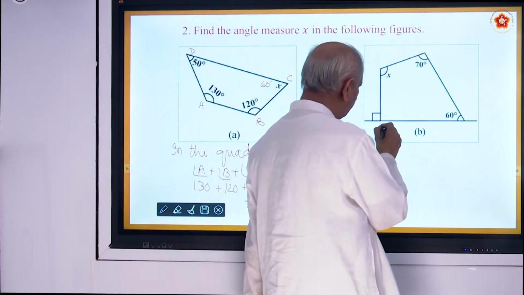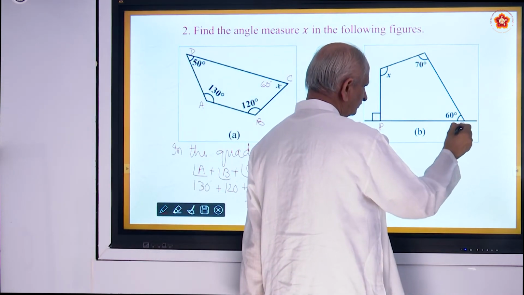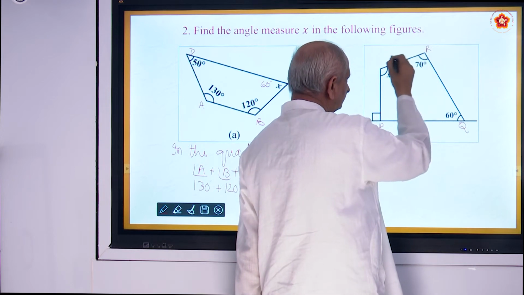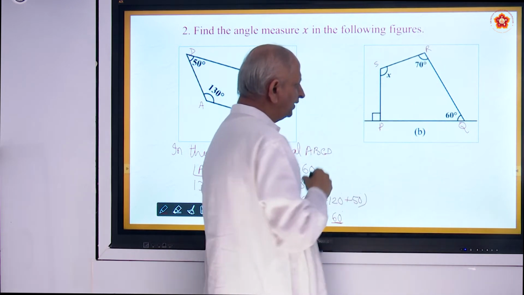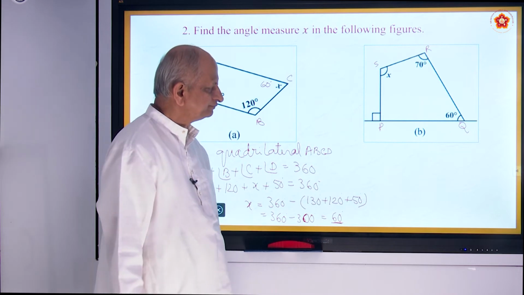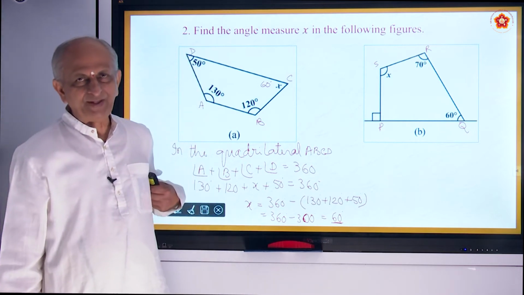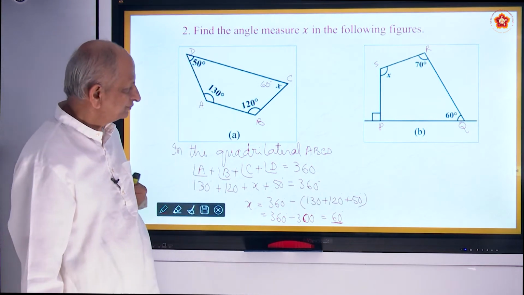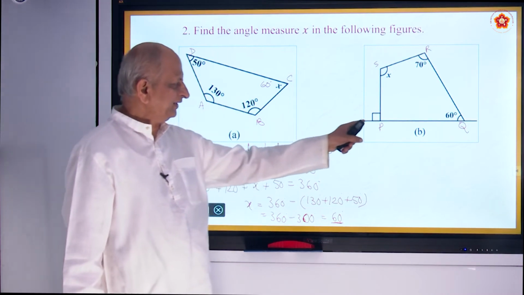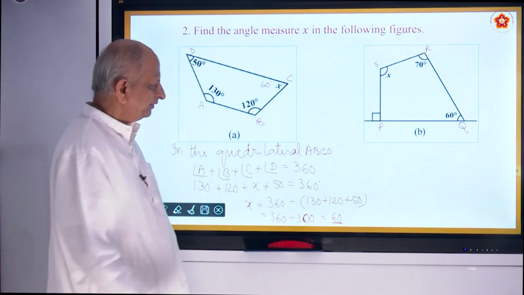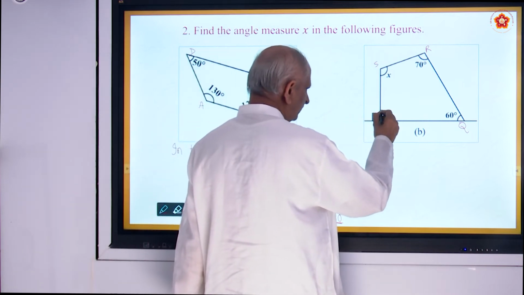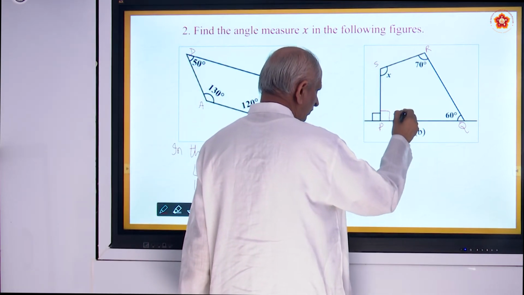coming to this figure, we call it PQRS, or some other name. Here only 2 angles are given. I have to find the 3rd angle. And they have marked it as 90 here outside. If this is 90, inside also becomes 90.